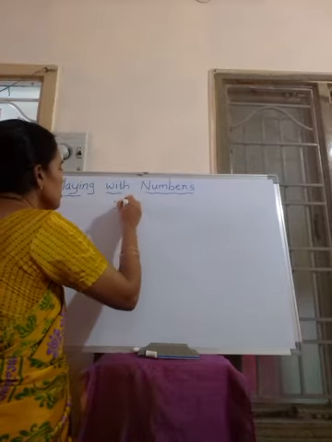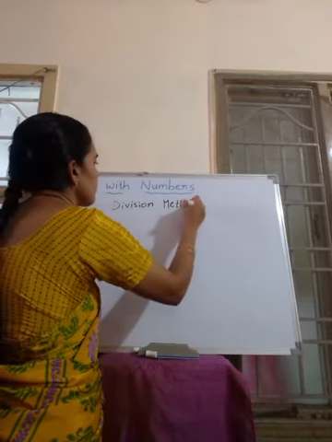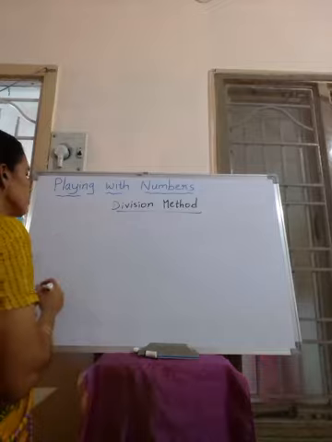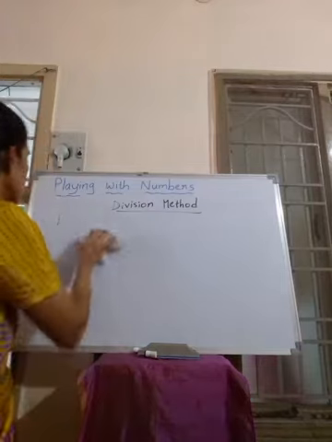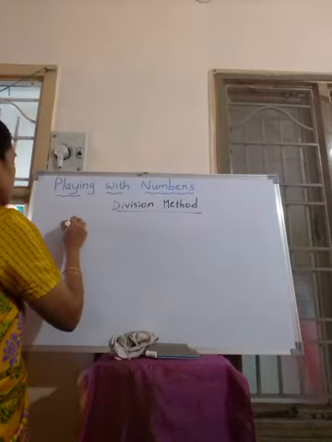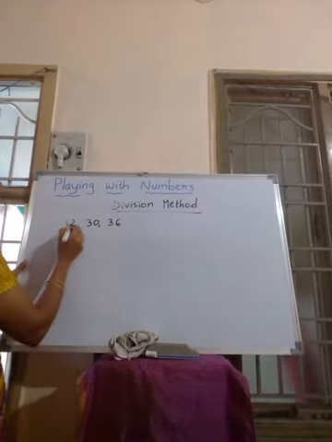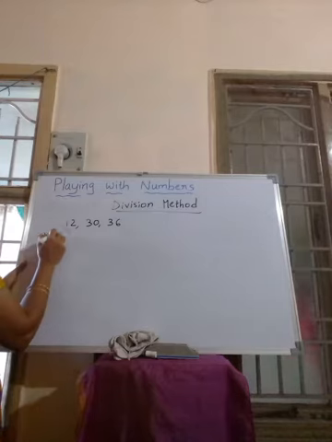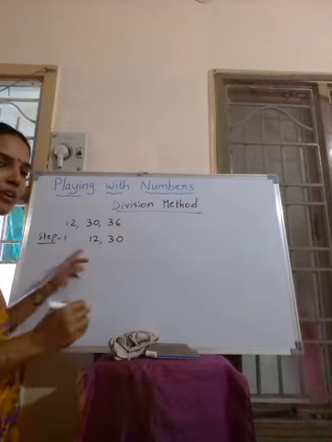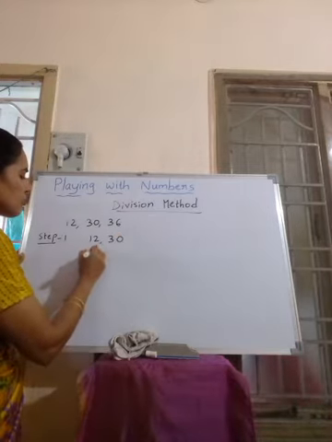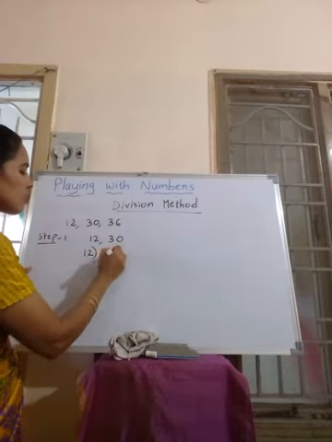Another method is the division method. In this division method, I am taking the same numbers, 12, 30 and 36. In this method, the first step is to take any two numbers out of these three numbers. I am taking 12 and 30. Now which one is smaller? 12 is smaller than 30. 12 is the divisor, 30 is the dividend.